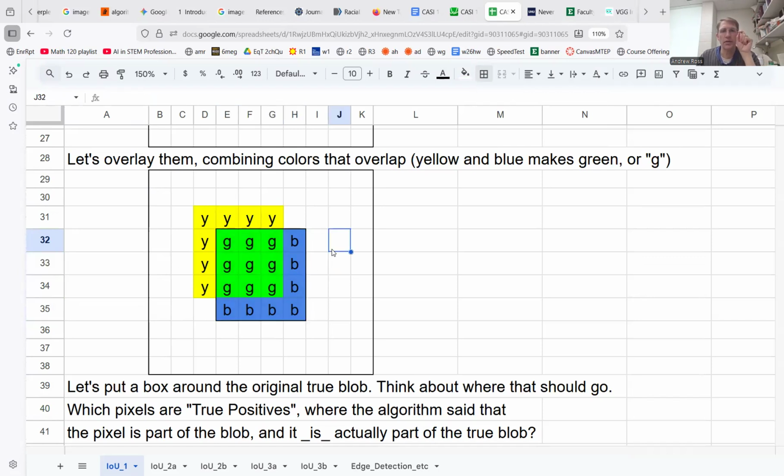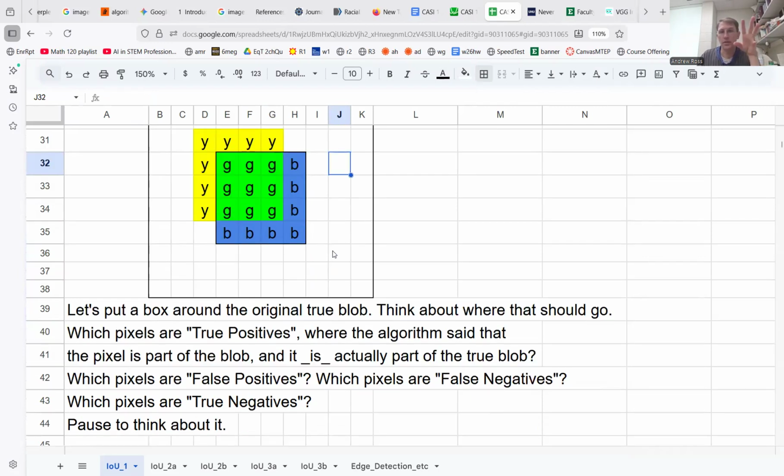Based on that, which pixels are true positives, where the algorithm said that the pixel is part of the true blob, and it is actually part of the true blob? Which pixels are true negatives, which are false positives, which are false negatives, etc.? Pause to think about it.